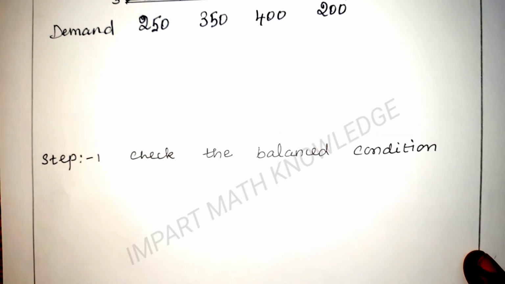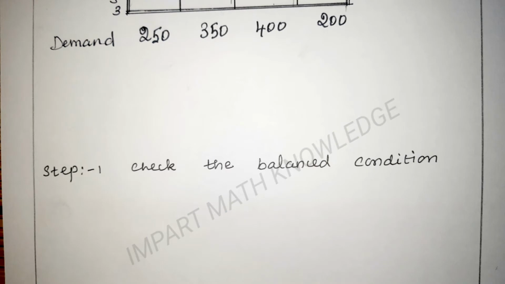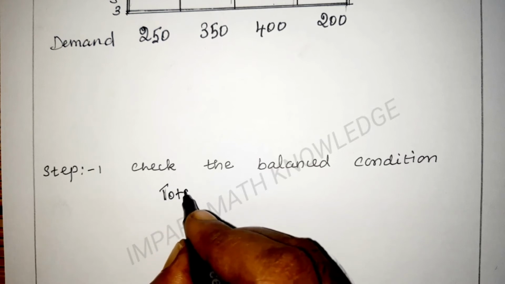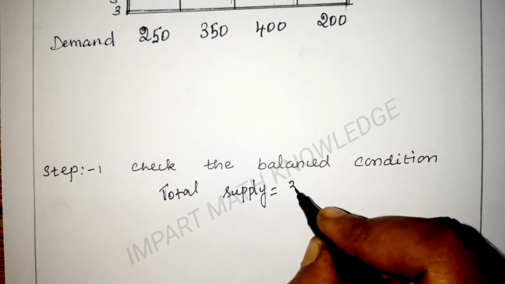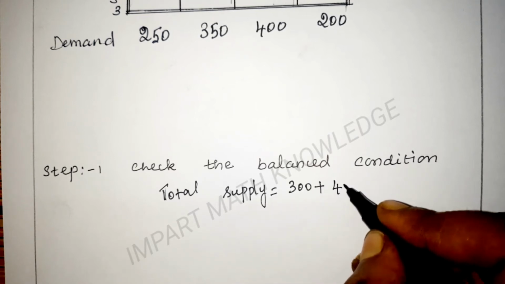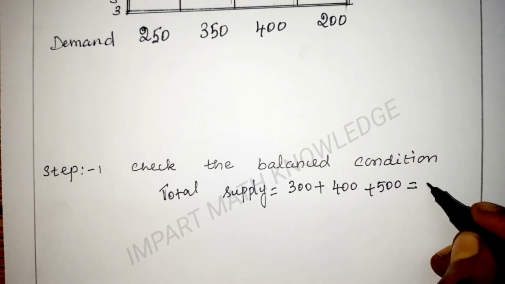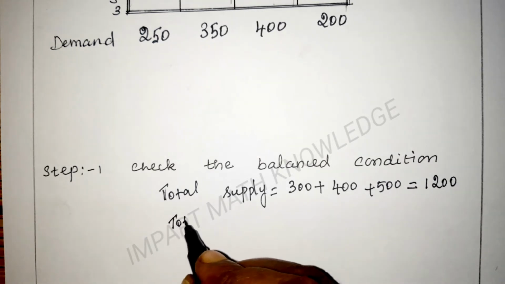Step 1, you have to check the balance condition. For that, you have to take the total supply and total demand. If both are equal, we can say that the problem is a balanced one. Let me write. Total supply is equal to 300 plus 400 plus 500. If you add this, you will get 1200.